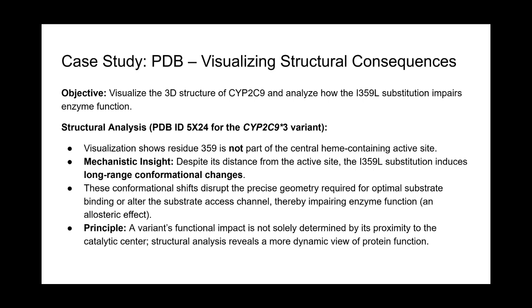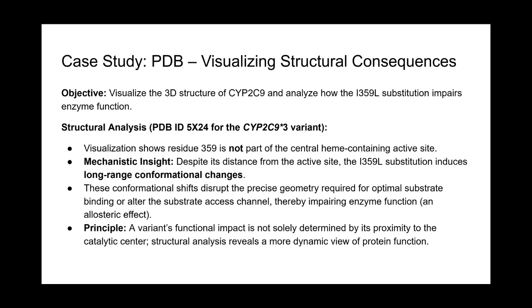This structural analysis reveals a sophisticated principle of protein biology. A variant's functional impact is not solely determined by its proximity to the catalytic center. The I359L substitution in CYP2C9*3 is a classic example of how a seemingly conservative amino acid change can induce allosteric or long-range conformational shifts that propagate through the protein structure.